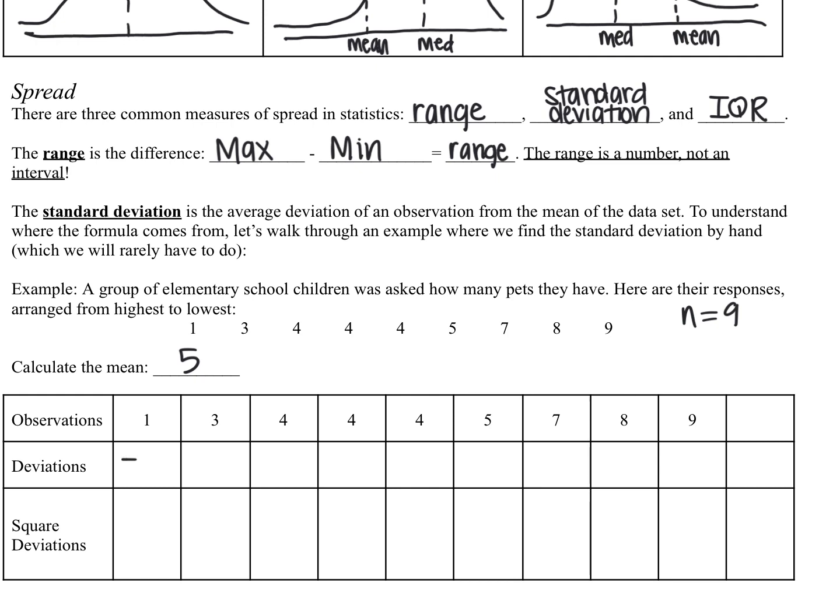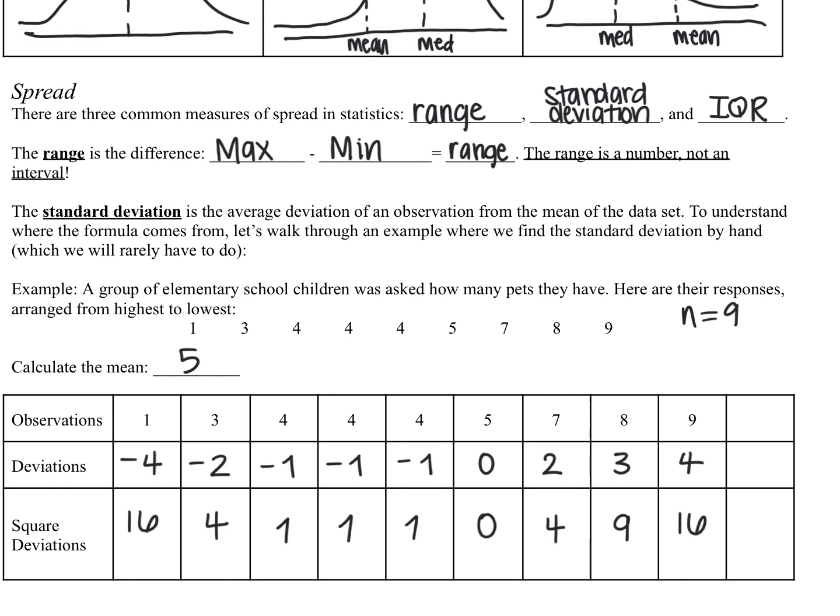So if I do 1 minus 5, I get negative 4. 3 minus 5 is negative 2. 4 minus 5 is negative 1. 5 minus 5 is 0. Then I get 2, 3, 4. Now I'm going to square each of these deviations. And whenever I square a negative number, I do get a positive number. So I'm going to get 16, 4, 1, 1, 1, 0, 4, 9, 16.